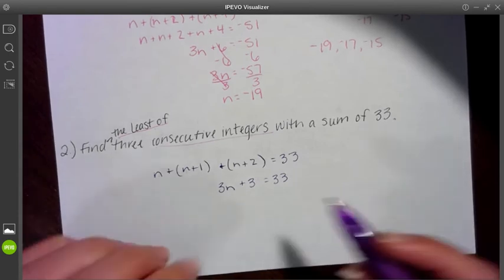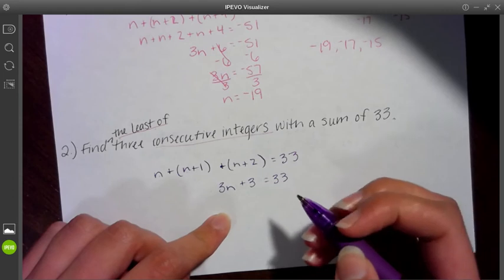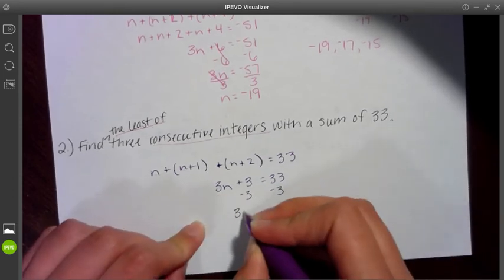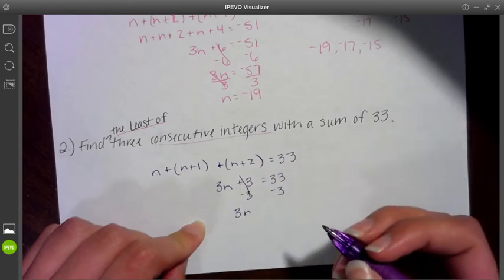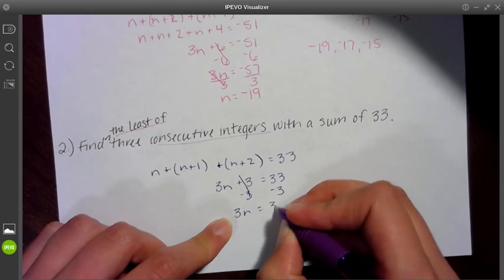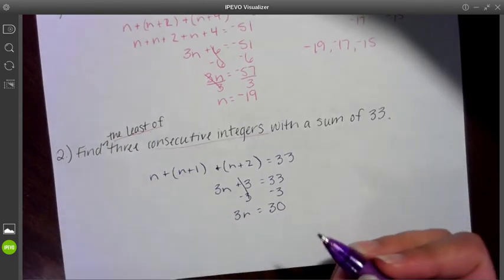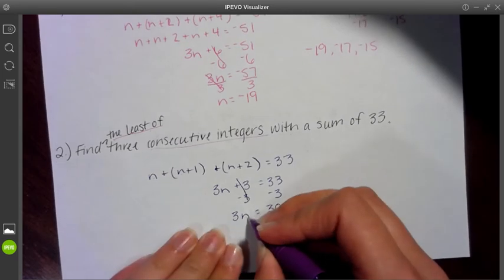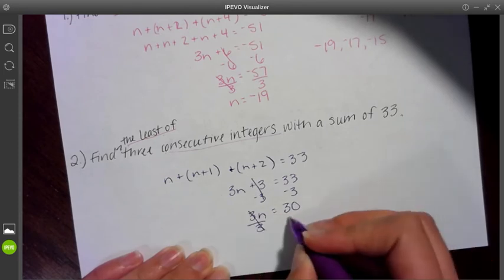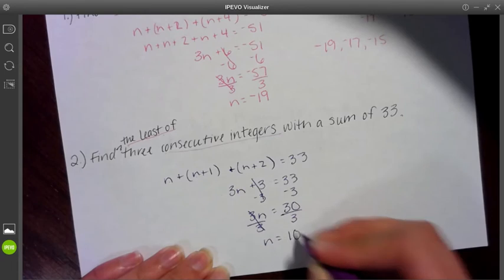Okay, this looks like something we've done before. So PEMDAS in reverse order. Since I'm adding 3, I'm going to subtract 3 on both sides to keep things even. Those cancel, and I have 3n left. 33 minus 3 is 30. So 3n equals 30. I need to get the n by itself. It's 3 times n, so I'm going to divide by 3 to cancel that 3. Divide by 3. So n equals 30 divided by 3, which is 10.